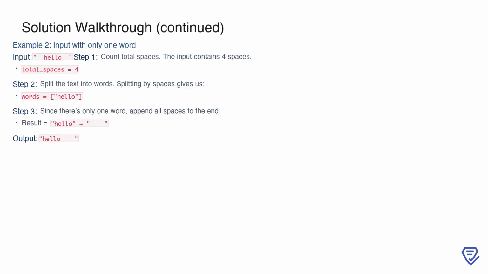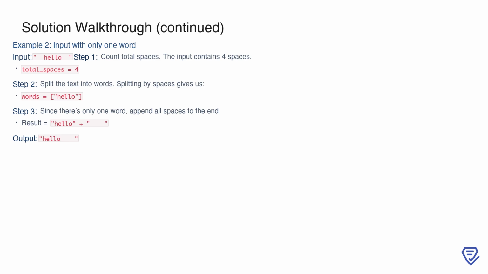Now, we consider an example where the input string contains only one word. The input is "hello", and the first step is to count the total spaces. Here, there are 4 spaces in the input, so total_spaces is set to 4. Next, we split the string into words using the split function, which gives us the list "hello".